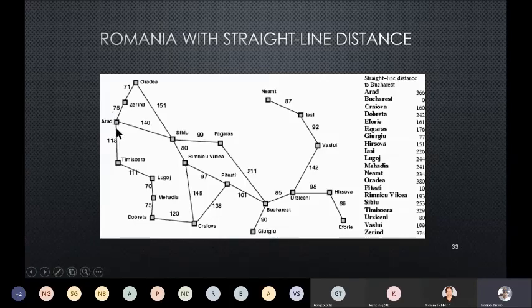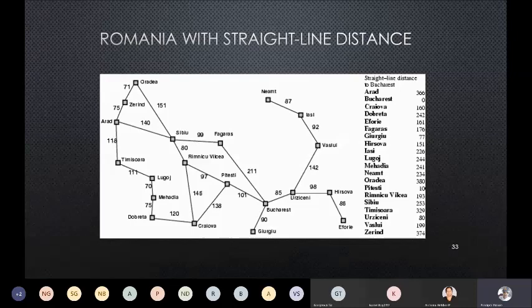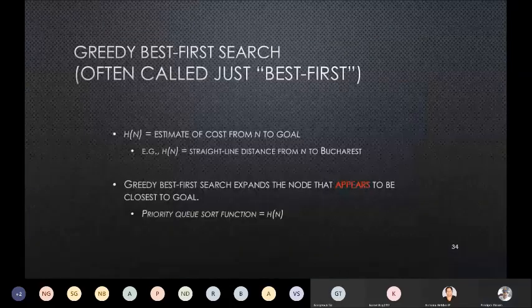So here is Arad, and from here you have to reach Bucharest. Here, Bucharest happened to be the capital of Hungary. Anyway, so what will be the best path from Arad to Bucharest? I do not know the exact path. I only know the intercity distances, and I know the straight line distances from all cities to Bucharest.